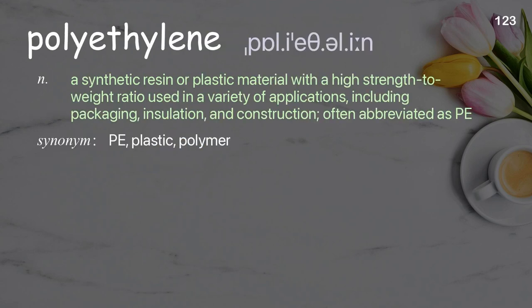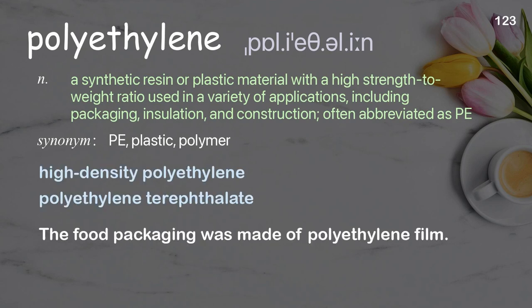Polyethylene: a synthetic resin or plastic material with a high strength-to-weight ratio used in a variety of applications, including packaging, insulation, and construction, often abbreviated as PE. Examples: high-density polyethylene, polyethylene terephthalate. The food packaging was made of polyethylene film.